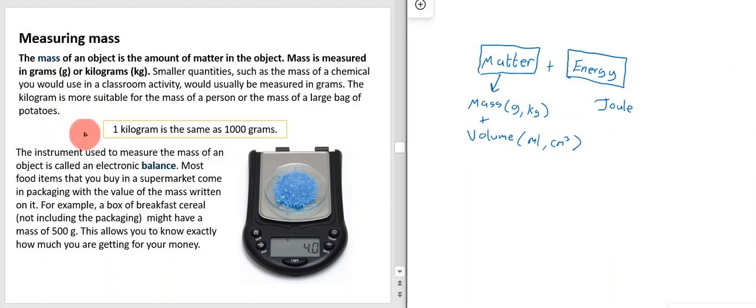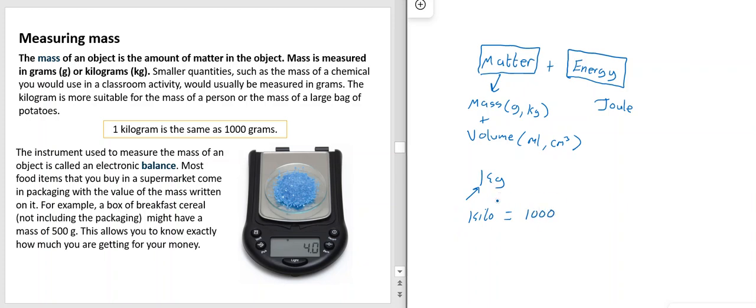And what's important as well is that you know that you can move between grams and kilograms. So 1 kilogram is the same as 1,000 grams. The K here stands for kilo, and kilo generally means 1,000.